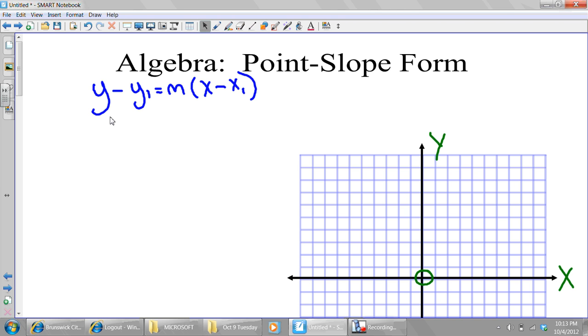when an equation is in point-slope form. Now, point-slope form looks like this. You may not think it looks familiar.